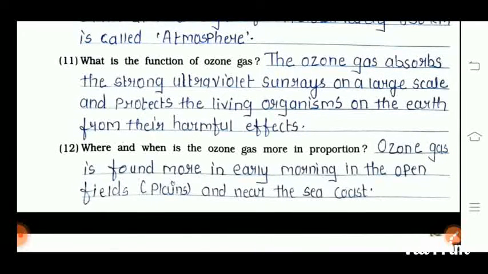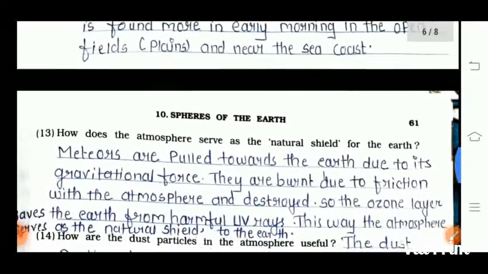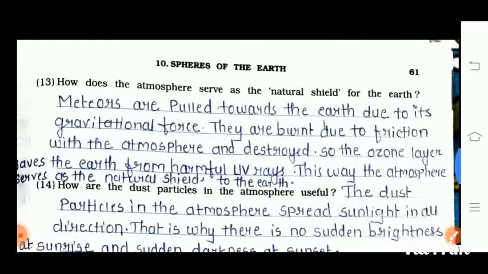Question number 12 is where and when is the ozone gas more in proportion? Ozone gas is found more in the early morning in the open field, that is plain, and near the sea coast. Next page. Question number 13.